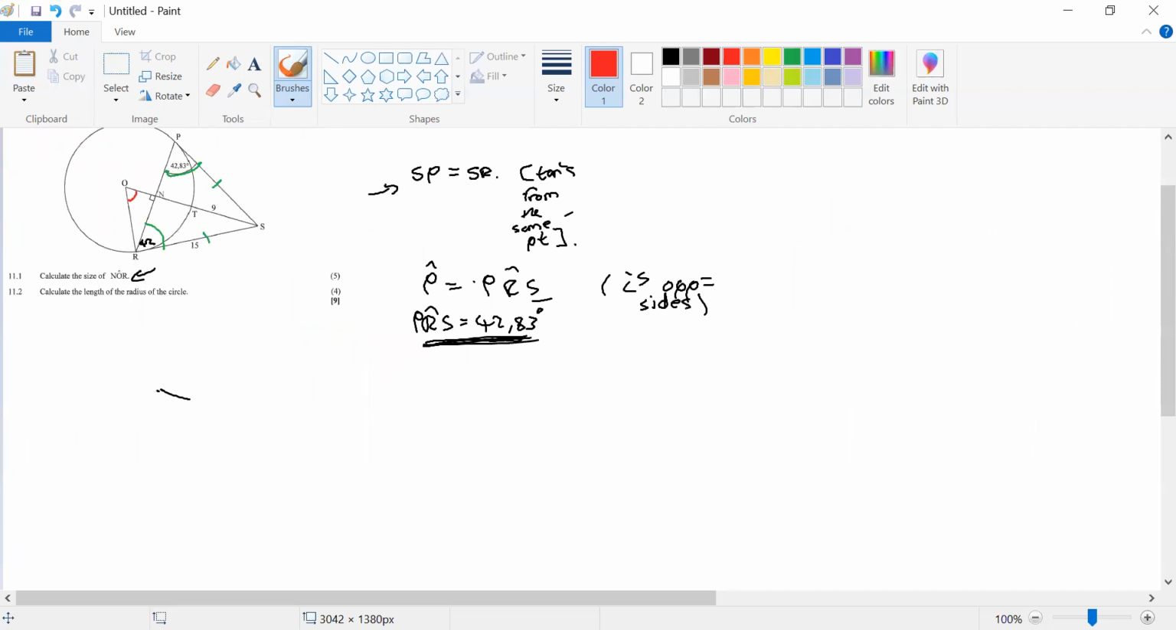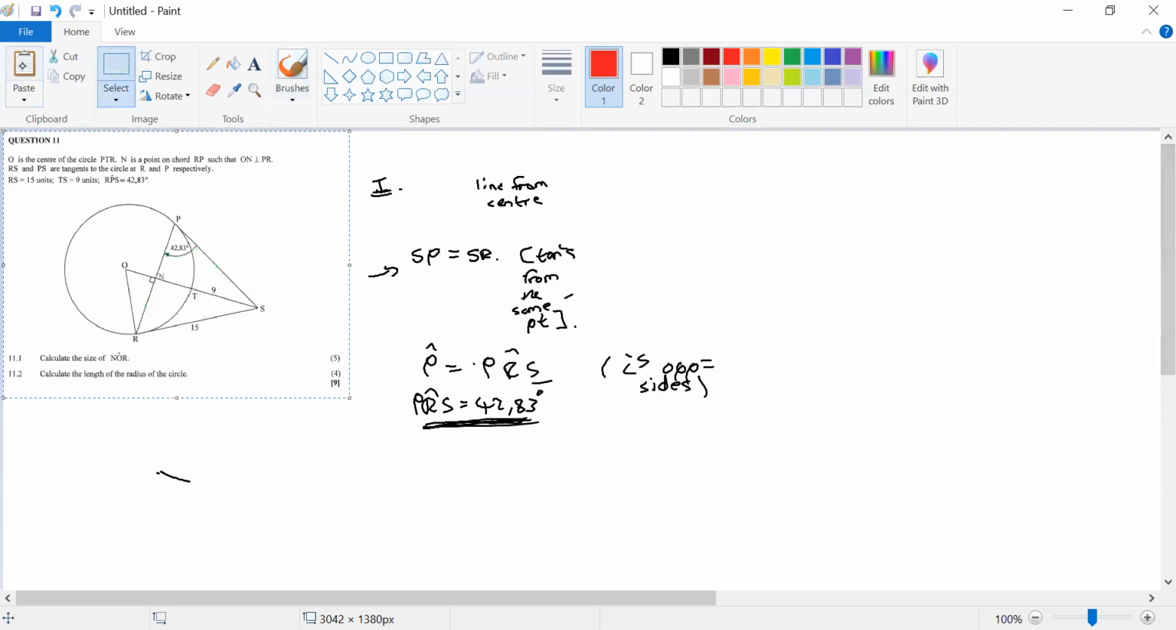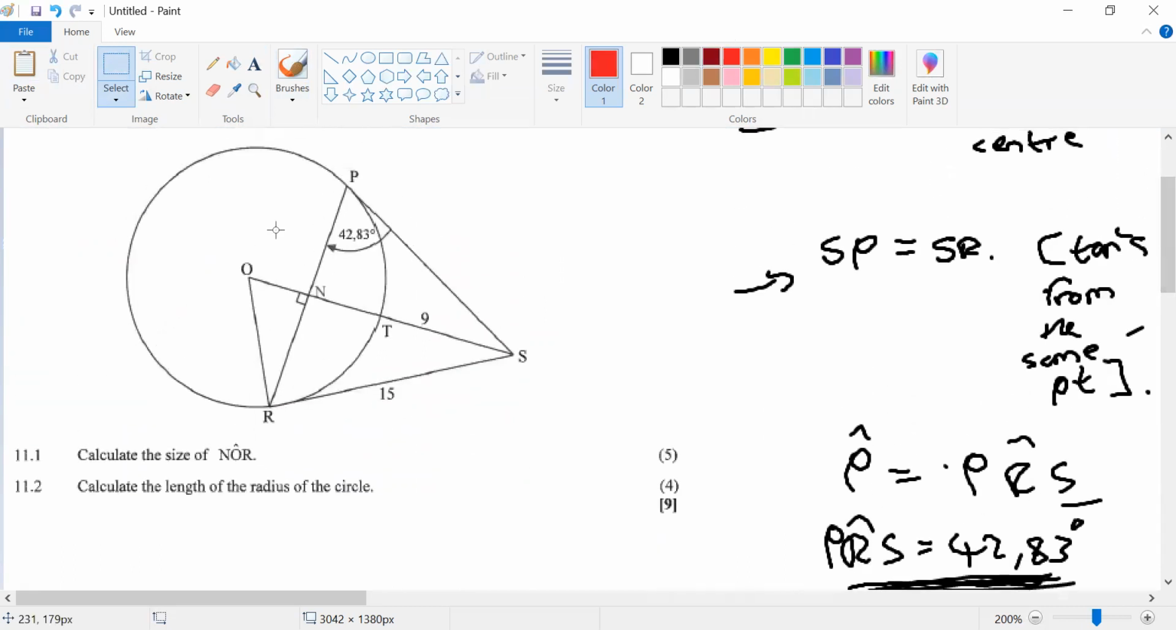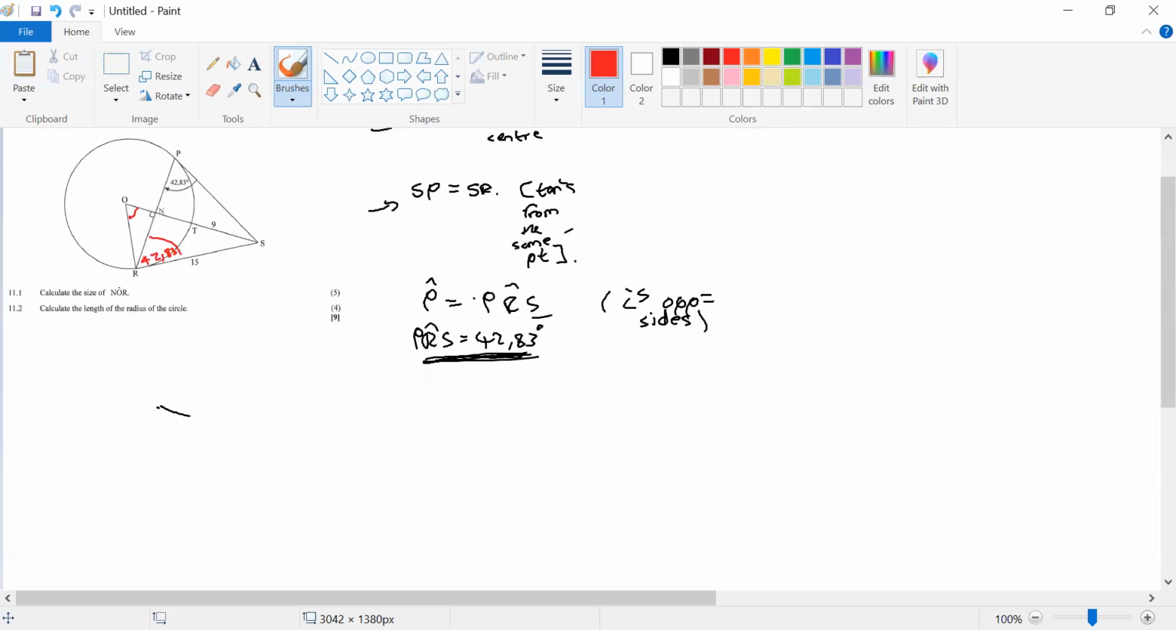So let's clear everything up now, because when your diagram is messy, it's hard to see things. So all we need to do now is determine the angle at O. And now I already know the angle at R is 42,83. If I can take a look at this, I can see that angle O, although there's nothing special about it, it's within a triangle, which means that I can generate a formula to solve for angle O, because the sum of angles in a triangle is equal to 180 degrees.